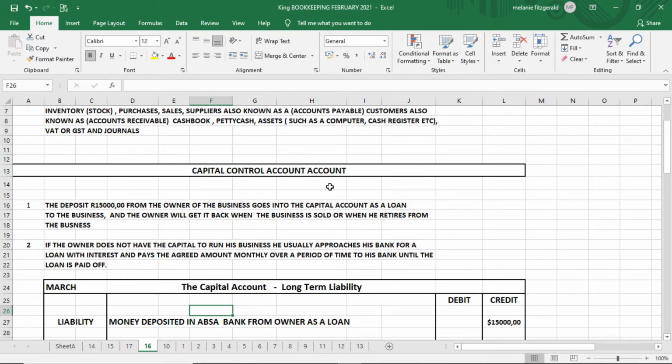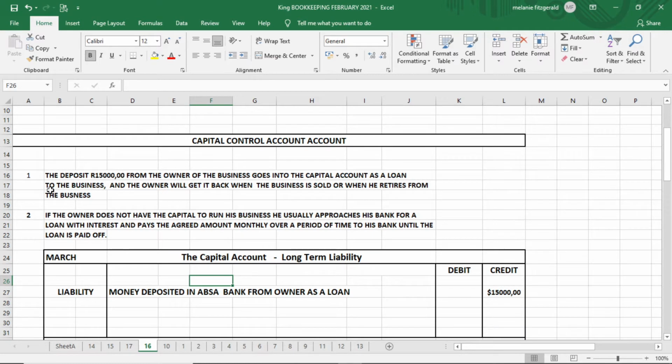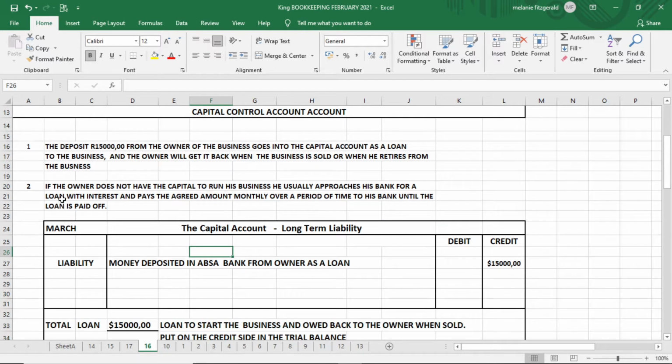All right, capital control account. Number one, the deposit of $15,000 from the owner to the business goes into the capital account as a loan to the business, and the owner will get the money back when the business is sold or when he retires from the business. If the owner does not have the capital to run his business, he usually approaches his bank for a loan with interest and pays the agreed amount monthly over a period of time until the loan is fully paid off.